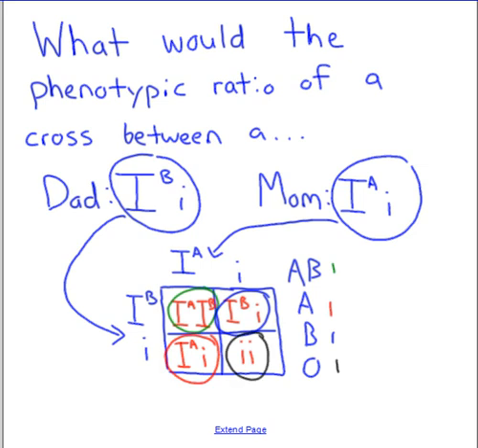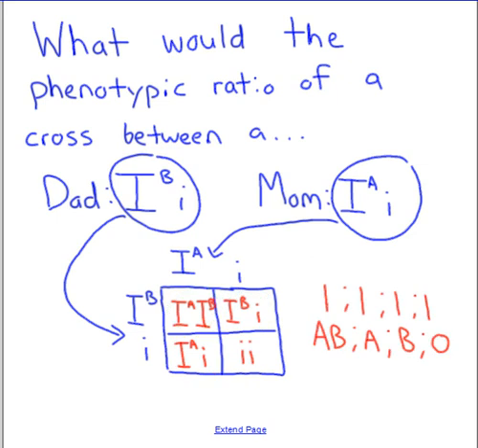So our phenotypic ratio, just put in a different way, is 1 to 1 to 1 to 1, and you have a 25% shot of getting each blood type.